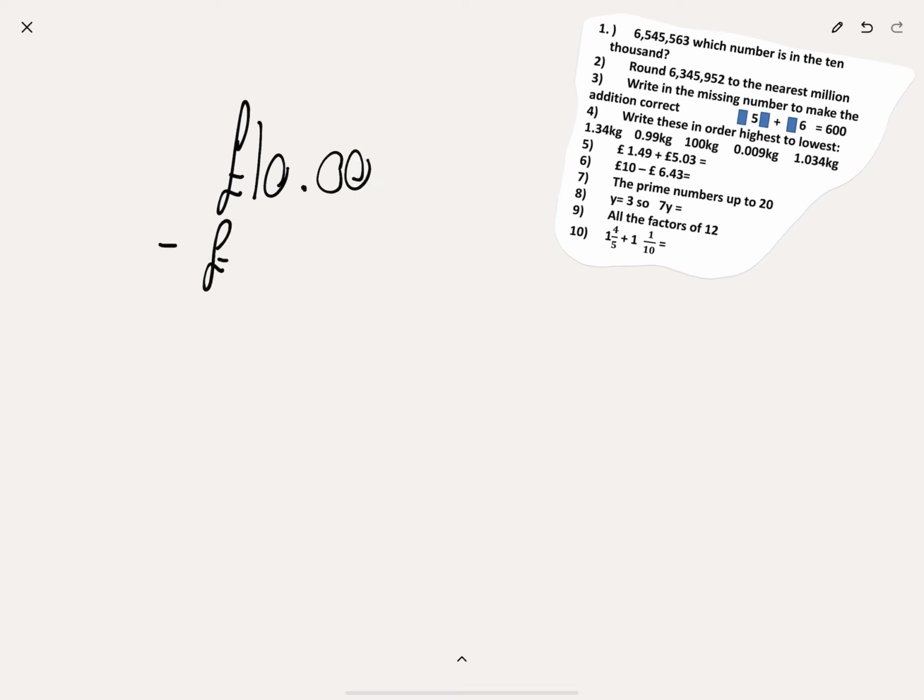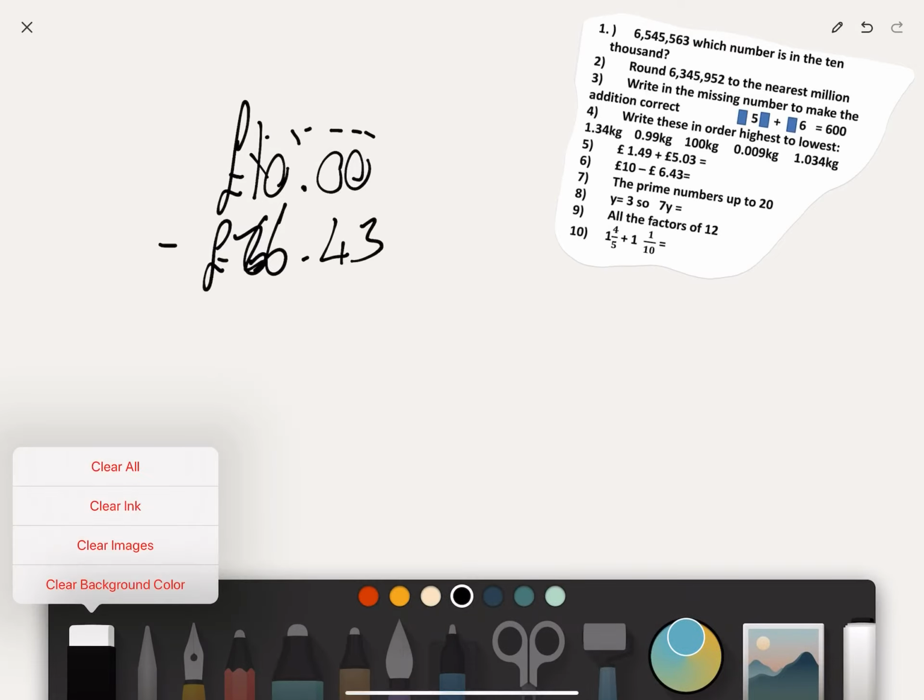Subtract 6.43. And you can see the issue. I'm going to have to exchange all the way through the calculation. So I'm not going to do it. I can't be bothered with that. So I'm going to use another method. So £10 subtract £6. I'm just going to write £6.43 down here.